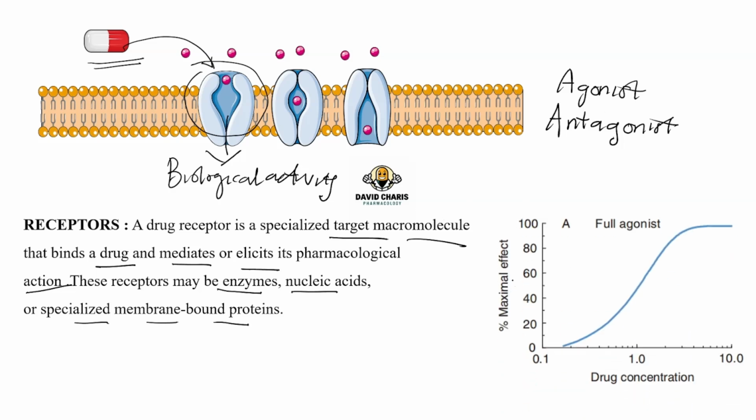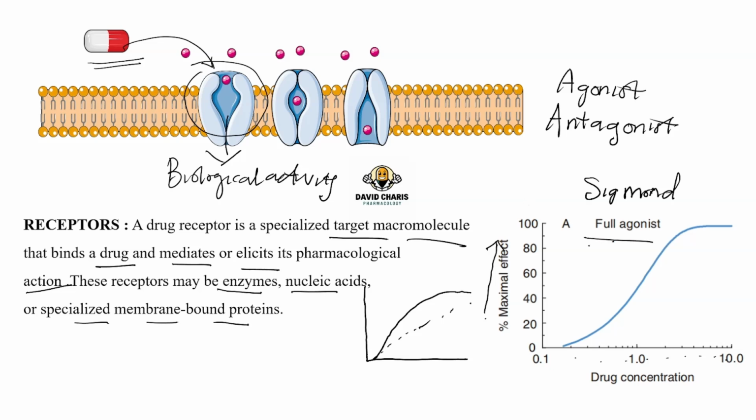The graph below shows the maximal effect or maximal response produced at different concentrations of the drug. This particular curve here is a sigmoid curve because it is plotted on a logarithmic scale. If you were to plot this graph on a normal scale, it would give you a rectangular hyperbola, something like this, to show you that an increase in the dose of the drug increases the effect produced. Now, this is in the case of a full agonist.